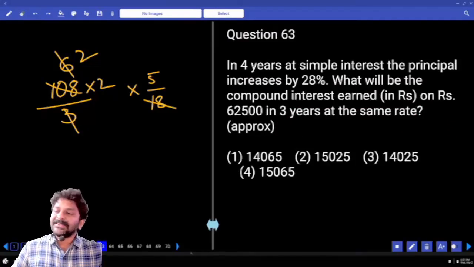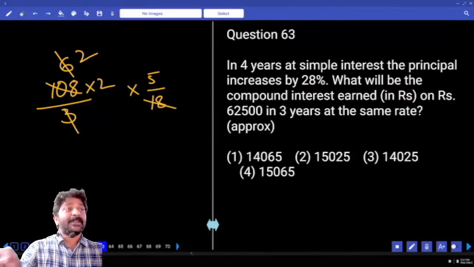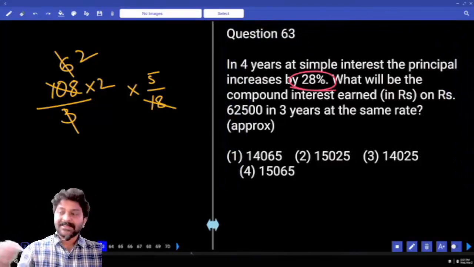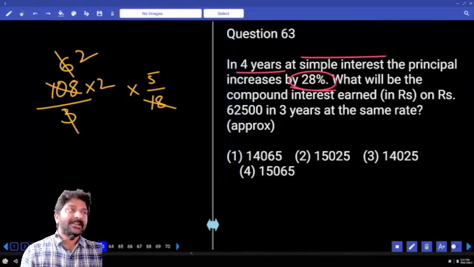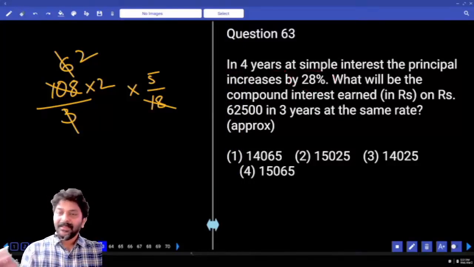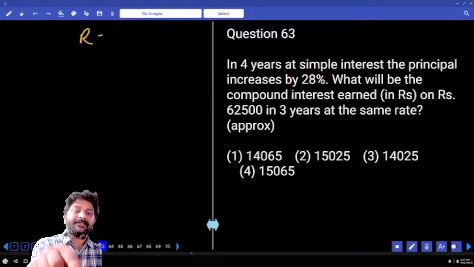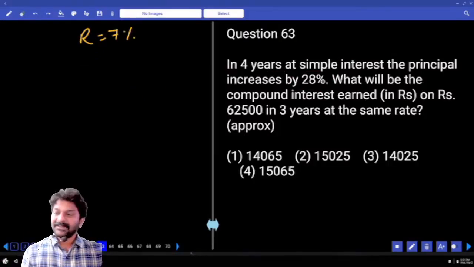In 4 years at simple interest, the principal increases by 28%. So if principal increases by 28%, this is extra that we are getting. Extra in the sense here it is simple interest. For how many years? 4 years. Then per year it is going to be 7%. So rate of interest is 7%.